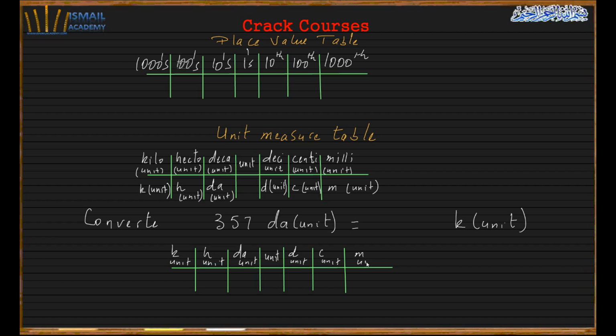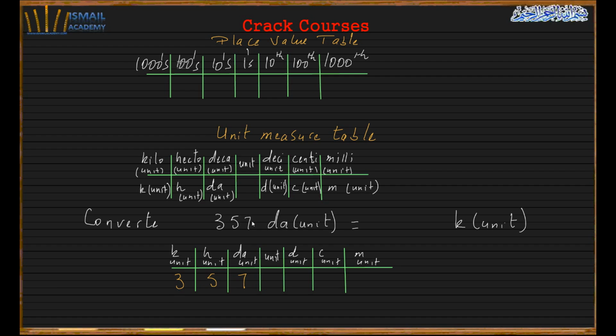and milli unit. So the same way we write the number in a place value, we're going to write down the number in the unit measure table. But here you have to be careful. That means the ones is for that unit. Here we have 357 deca, so that means the 7 is the value of the deca. So I will write down 7 here, then I write down the rest.